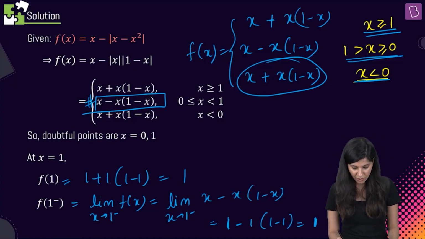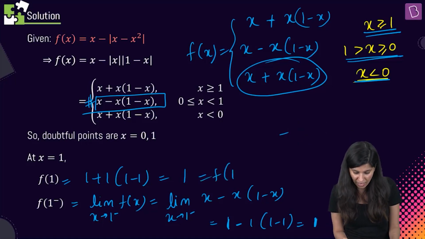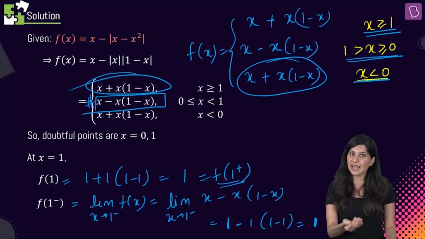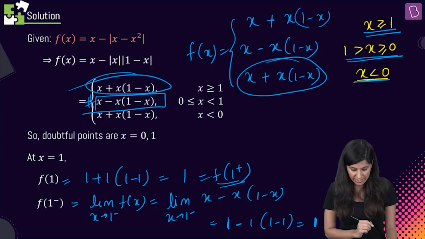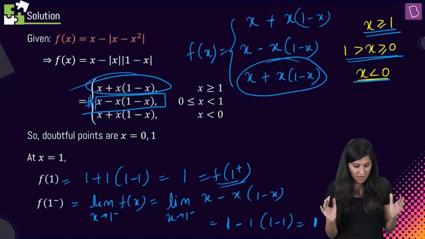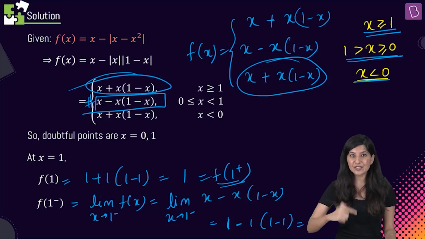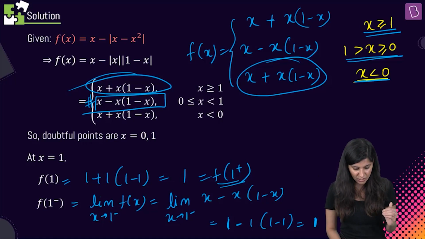Last, we need to talk about f of 1 plus. Can you see, for f of 1 plus, we are going to get the same value. Yes, f of 1 and f of 1 plus are going to be exactly the same, because you'll use this expression. And again, you'll put 1. So you have 1 plus 1 multiplied by 0. So that is nothing but 1. Right? So can you see, at x equal to 1, this function is continuous, because LHL, RHL, and function value at x equal to 1 are exactly the same.